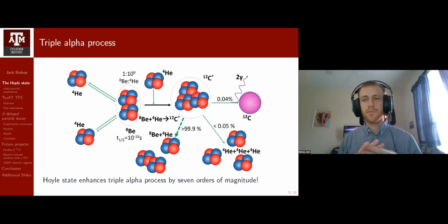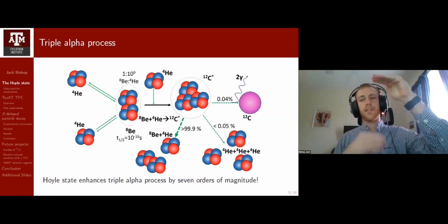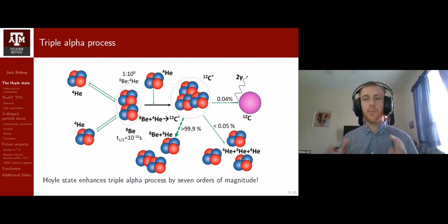Once we populate the resonance through this triple alpha process via these 3 alpha particles coming together, one of 3 things can happen. The first, shown on the right-hand side, is that by some sort of decay, we can de-excite from the Hoyle state down to the ground state. The dominant way for this is sequential gamma decay, but we can also have a small pair production branch. And this happens about 0.04% of the time.